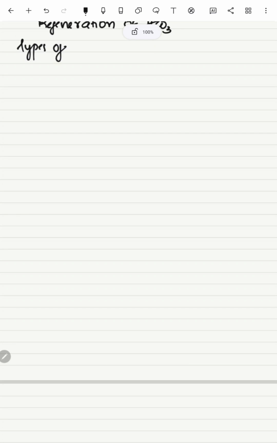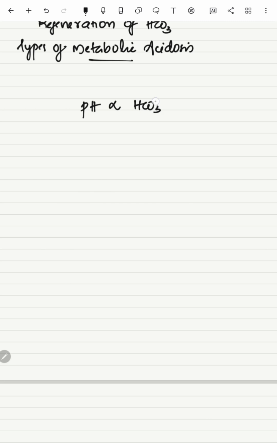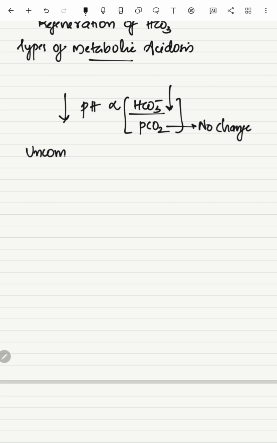Now moving on to the types of metabolic acidosis depending upon the compensation. As we all know, according to Henderson-Hasselbalch's equation, pH is proportional to HCO3 by PCO2. So metabolic acidosis means pH is decreased, HCO3 is also decreased. Here in the first scenario, there is no change in PCO2, that means there is no compensation. That type of acidosis is known as uncompensated metabolic acidosis. Here the ratio will be less than 20.